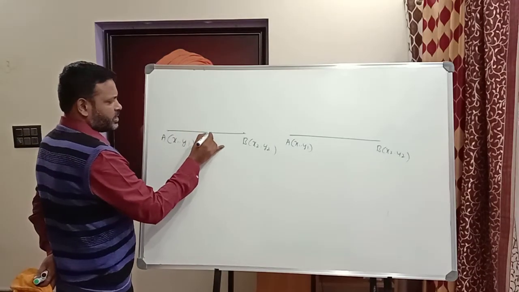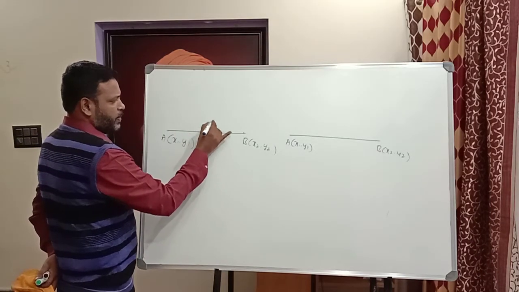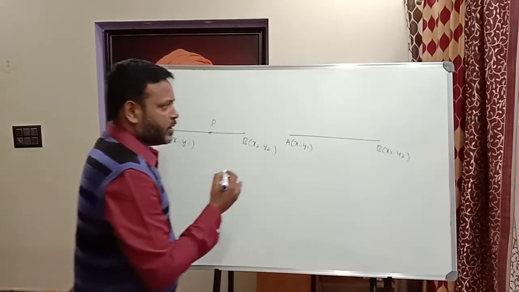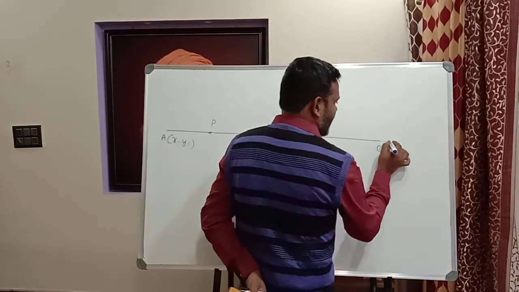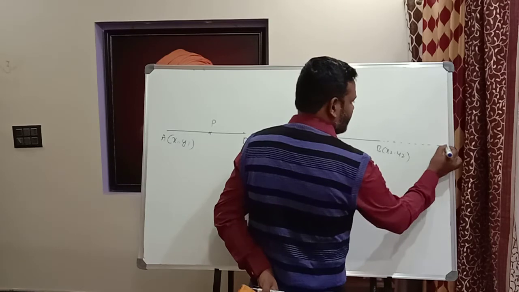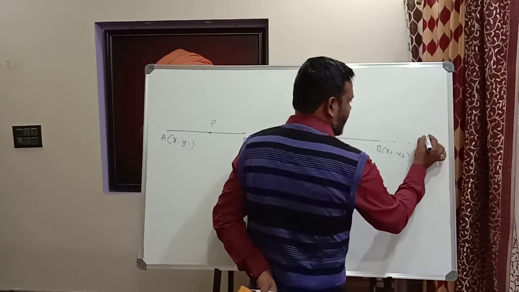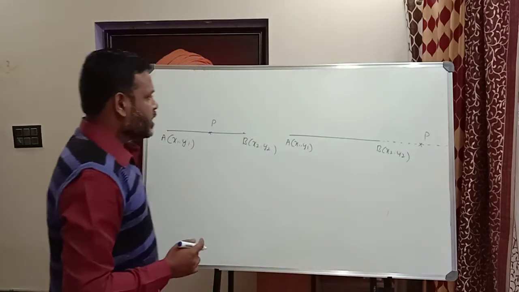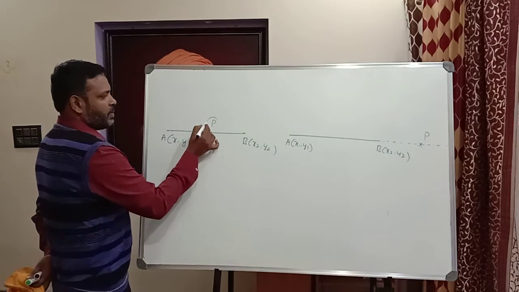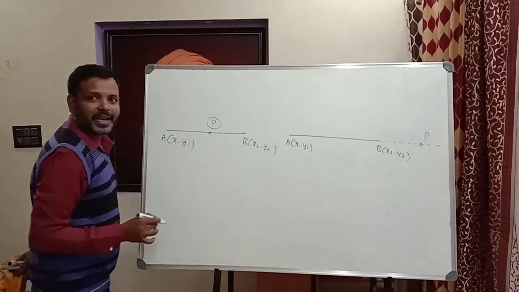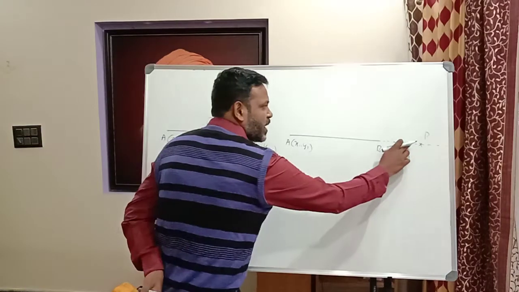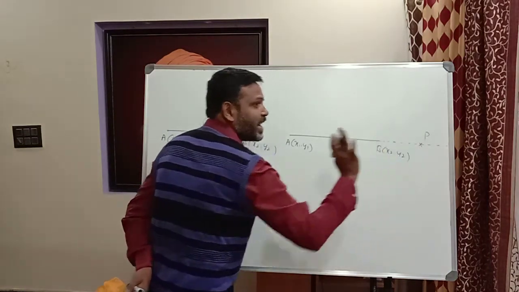Now, another point I am considering here, this is another point, P. Here I am extending the straight line. I have taken another point P. Here, the point P is exactly on the straight line. Here, the point P is exactly outside the line.